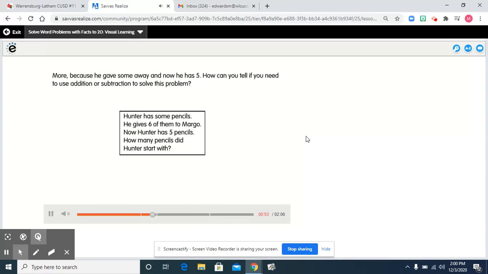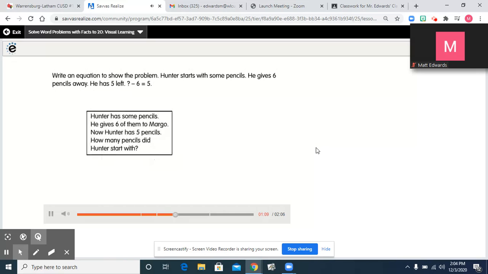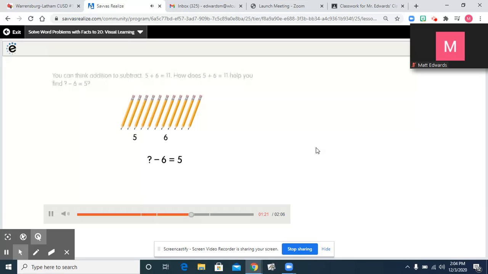How can you tell if you need to use addition or subtraction to solve this problem? Since Hunter started with more, you have to add to find out how many he had in the beginning. You can write an equation to show the problem. Hunter starts with some pencils. He gives 6 pencils away. He has 5 left. Minus 6 equals 5. You can think addition to subtract. 5 plus 6 equals 11.